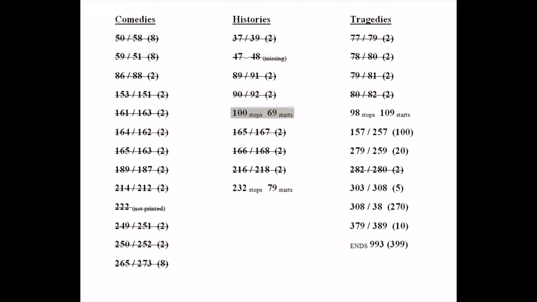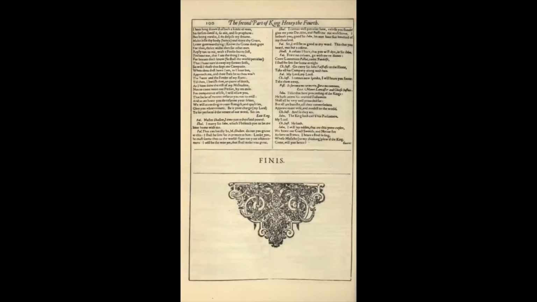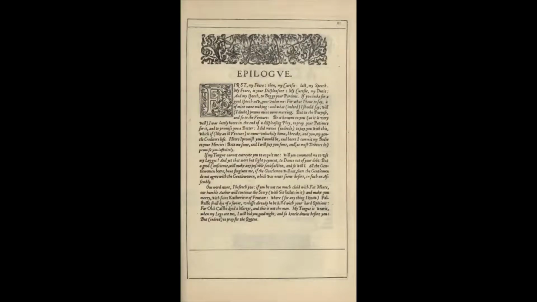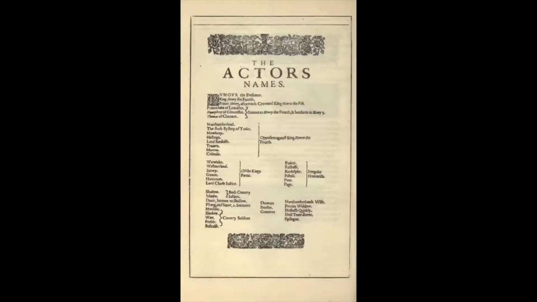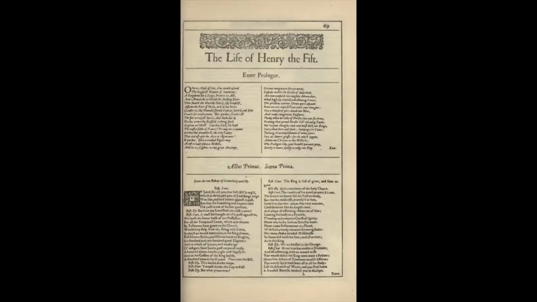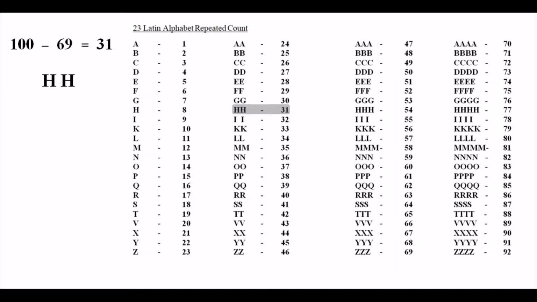Next we get to page 100, and the printing kind of goes off the rails. There's an epilogue, and then we begin the life of Henry V on page 69. I took the last numbered page, 100, and subtracted the next numbered page, 69. 100 minus 69 equals 31, and 31 using the repeated count is HH.